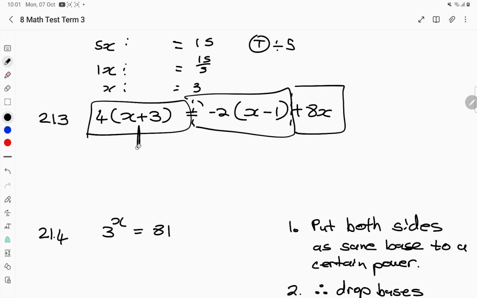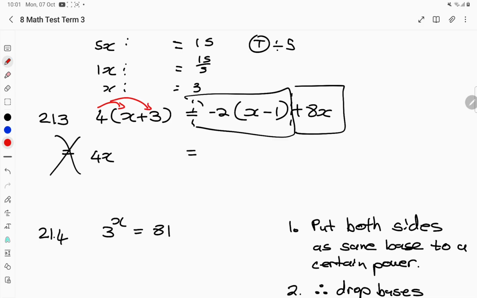So looking at this first term over here, we're going to say equals. No, we don't. The equals remains there. We can multiply into that bracket. So 4 times x is 4x. We're going to multiply into those 2 terms in there. And 4 times 3 is a plus 12.